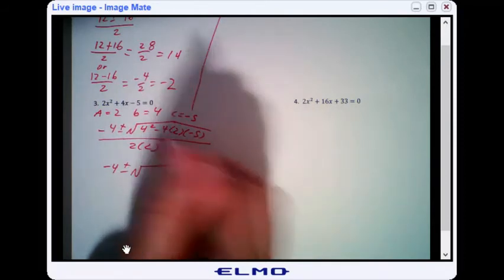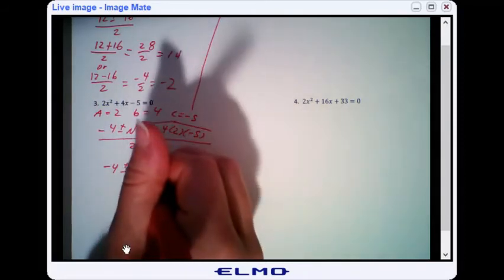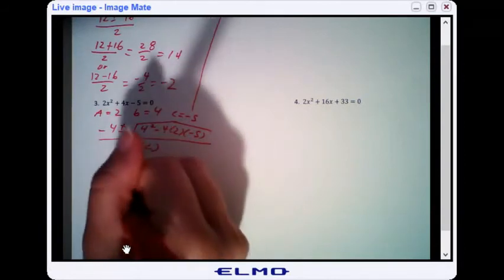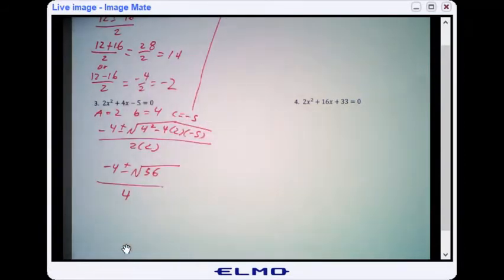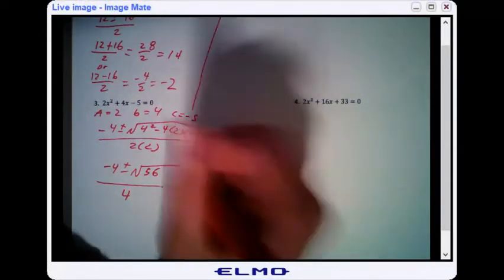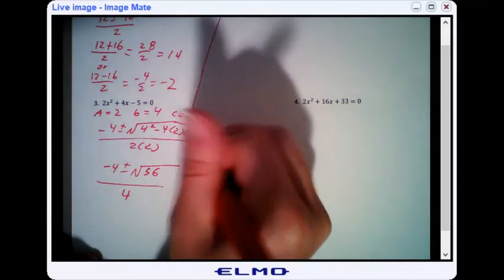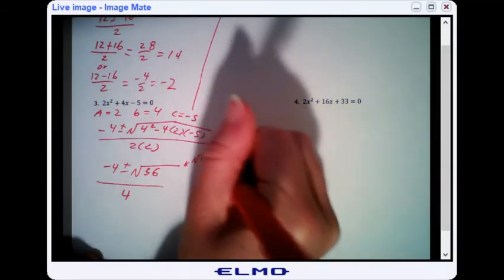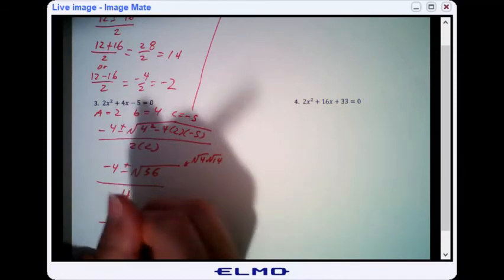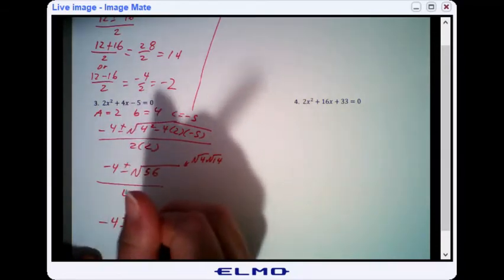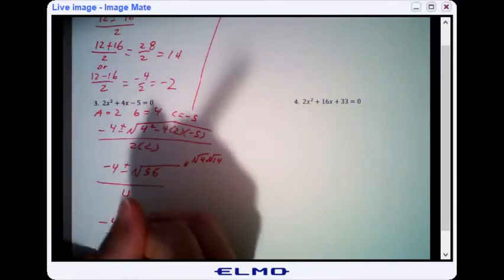We'll have negative 4 plus or minus the square root of 56, divided by 4. And for 56, that can get broken up into the square root of 4 and square root of 14. So we'll have negative 4 plus or minus 2 square roots of 14 divided by 4.